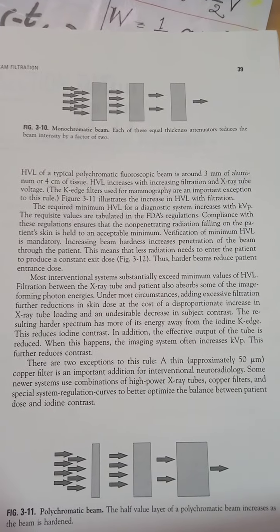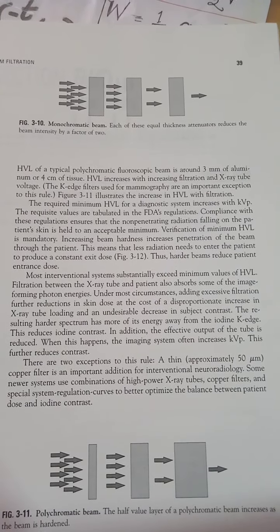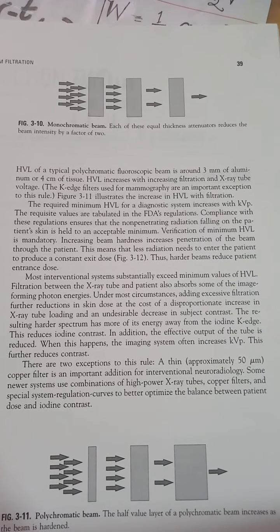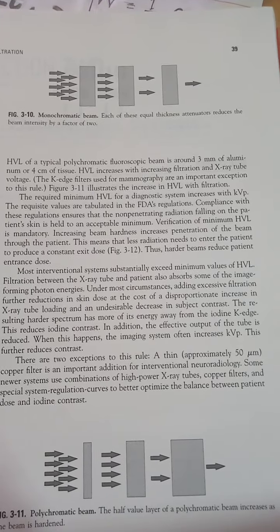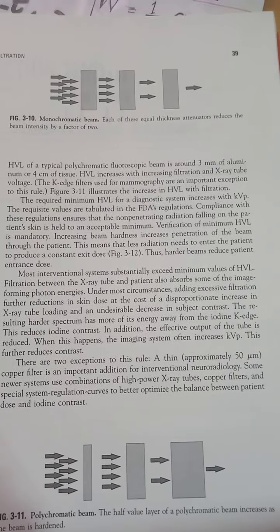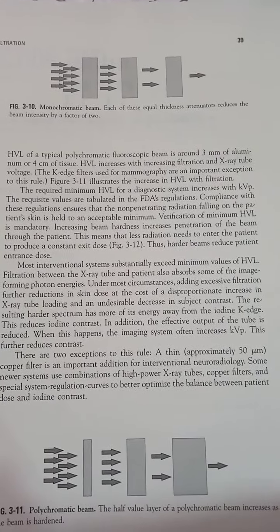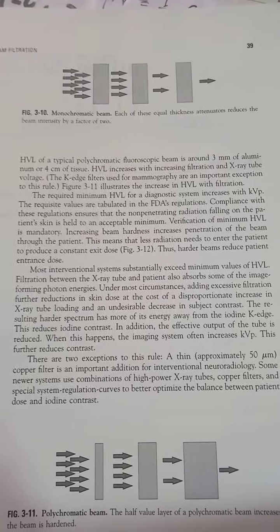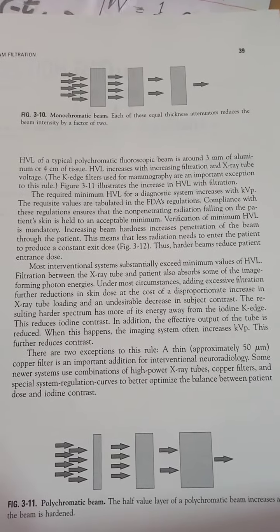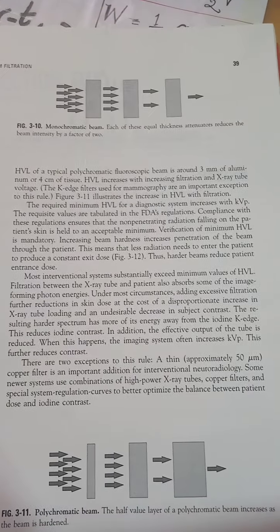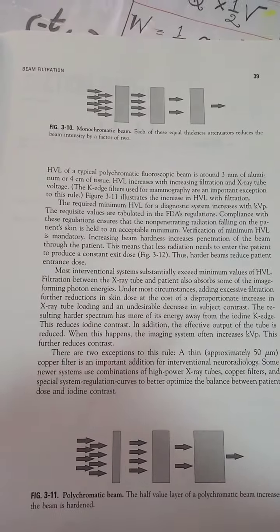There are two exceptions to this rule. A thin 50 micrometer copper filter is important for interventional neuroradiology. Some newer systems use combinations of higher-power X-ray tubes, copper filters, copper anodes, special collimators, and special system regulation curves to better optimize the balance between patient dose and iodine contrast.